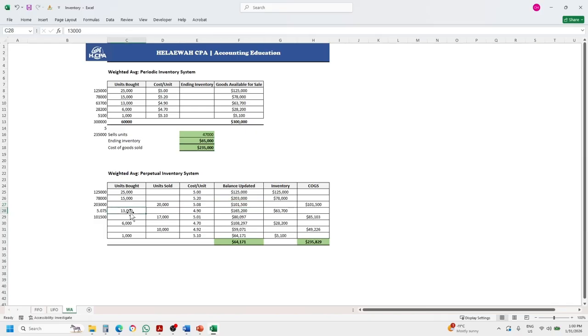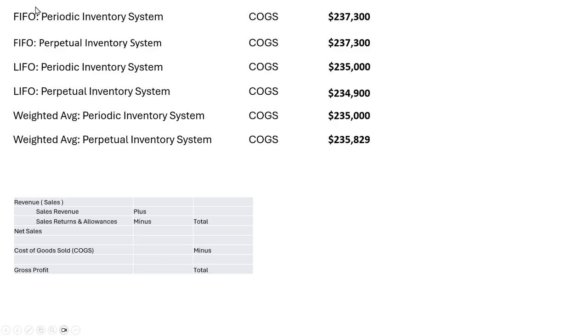Now when we come to this 13,000 we bought, we sell 17,000, we will take 4,000 from the $5.075, and we add it to this. We do the same calculation and we go down. Also, as you can see, the ending inventory and the cost of goods sold are slightly different. We worked an example in Excel, and now in both systems and the three assumptions we know how we calculate the cost of goods sold and the ending balance of inventory.